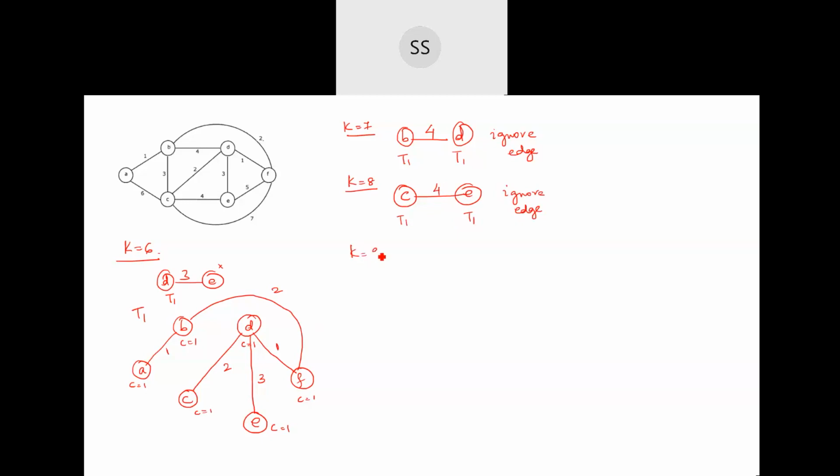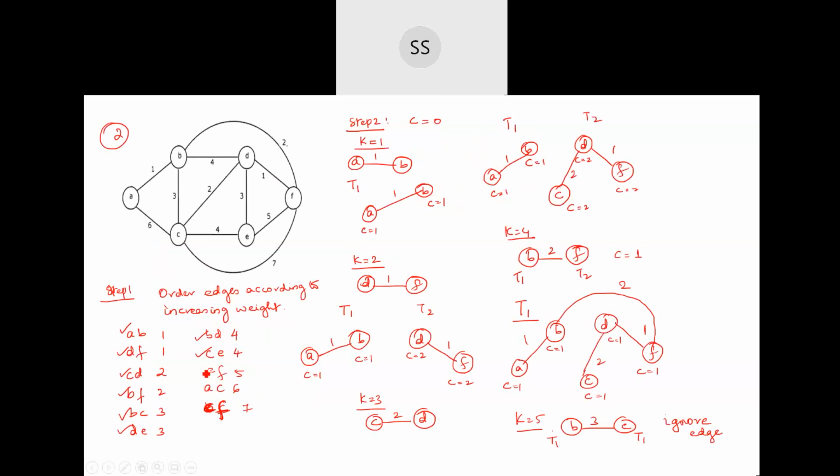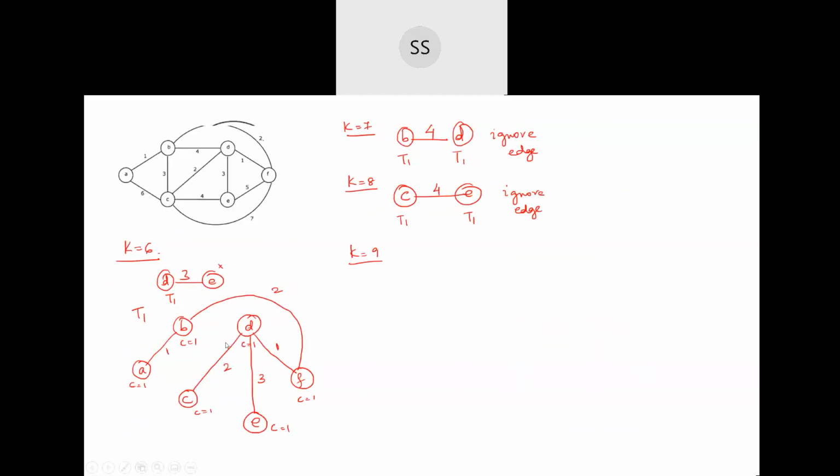Now I'll take k equal to 9, which is my ninth one, EF. So I'm going to take E and F and connect them. That is said to be 5. When I check, E belongs to the tree T1 and F also belongs to the tree T1. So I can simply ignore the edge.